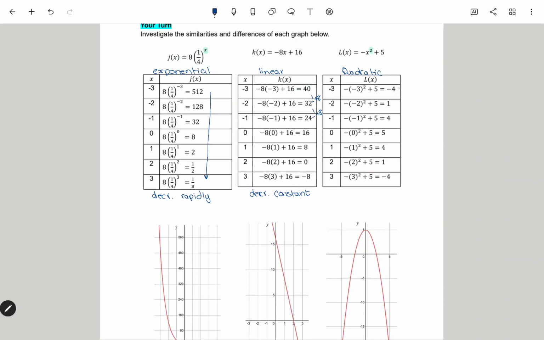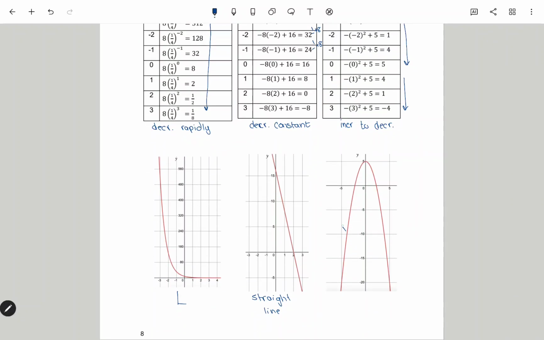And then for our quadratic, well, first I increased, and then I started to decrease. So we had that turning point where I went from one thing to the other. So first I increased to decrease. And again, we can see that in our graph. First we increase, then we decrease. So we still get that parabola shape. This one is, you know, the upside down U or the N shape. So hopefully you got something like that when you were doing it.